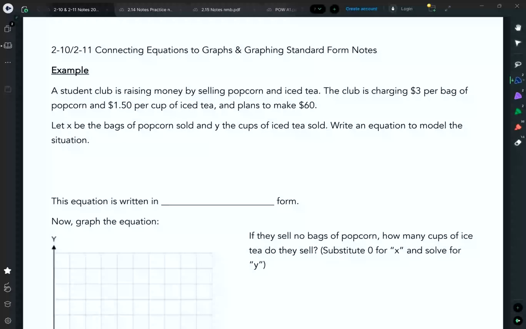Hello class, these are our notes for Algebra 1. Today we're looking at sections 210 and 211, connecting equations to graphs and graphing standard form.